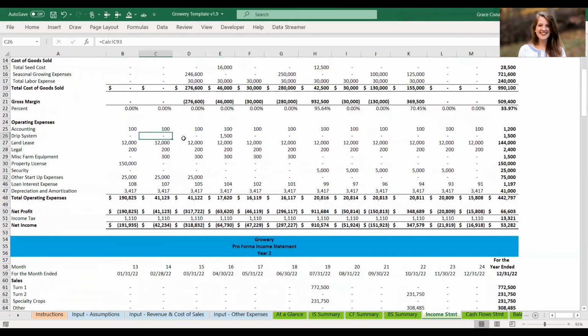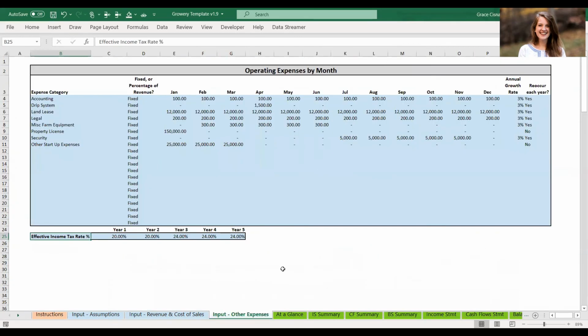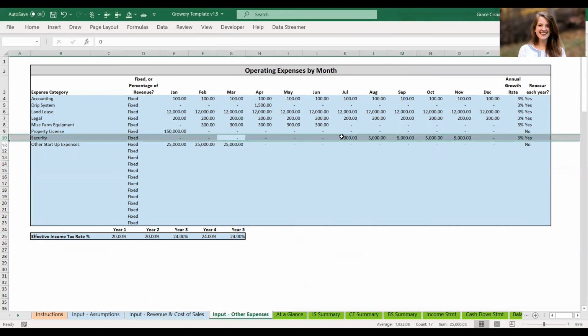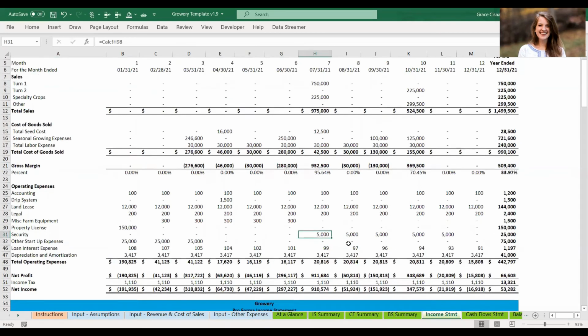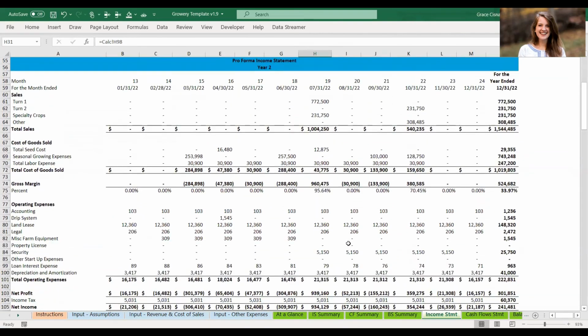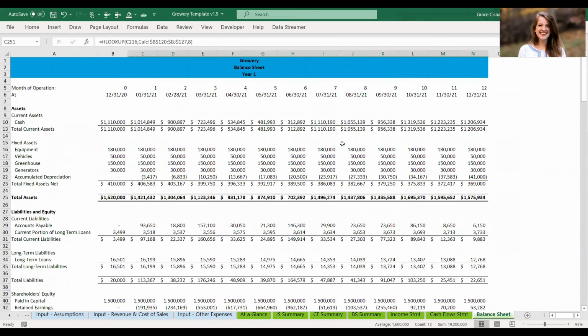And then we can see here all of our operating expenses are following the pattern that we established on the input other expenses tab. So for example, we had security just in months 7 through 11. We had product on hand. We can see that that is coming directly from this line 10 here. July through November of security costs. So that $5,000, and then we can see that same security costs again happening in July through November of the next year, but this time it's increased because of the annual growth rate. So we've got the month-to-month versions of the financial statements.